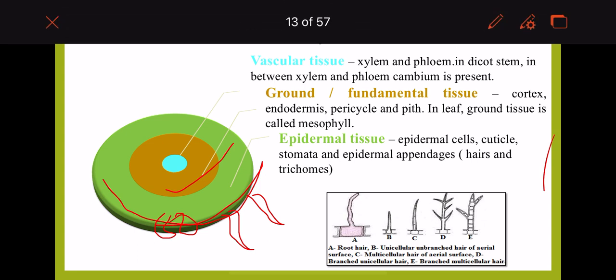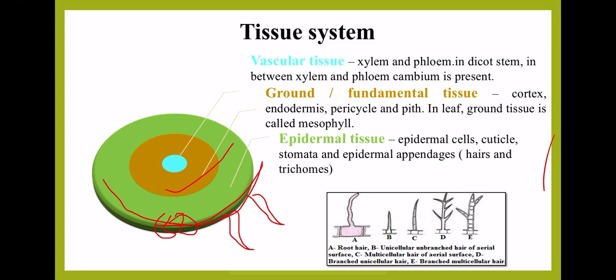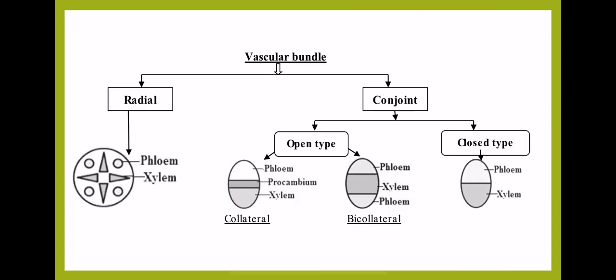And the next is vascular tissue. Vascular tissue is present within the cortex region. Xylem and phloem together are called the vascular tissue. In dicot stem, xylem and phloem have a cambium. So let us now study the different types of vascular bundles present in monocot and dicot.